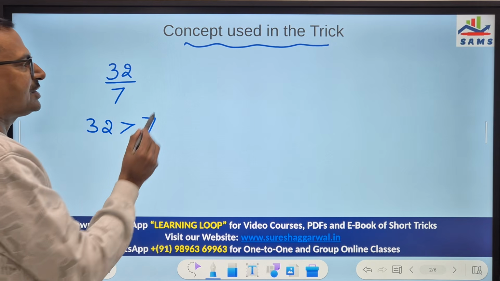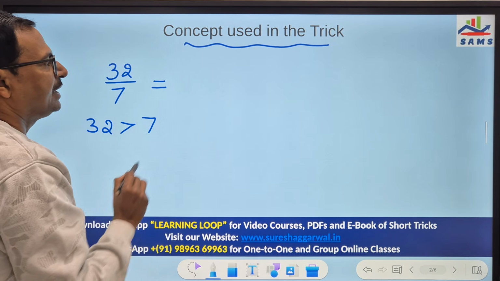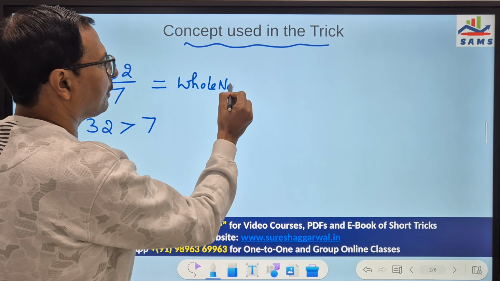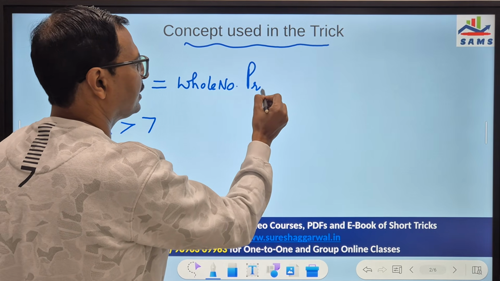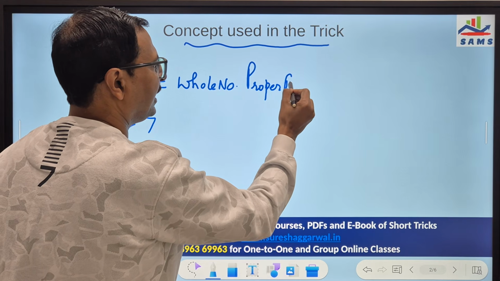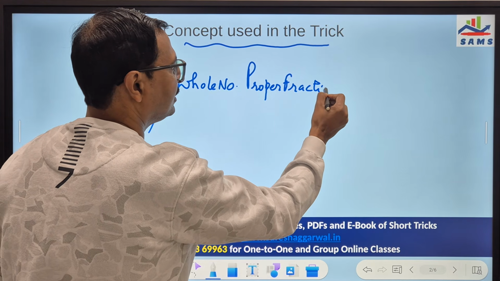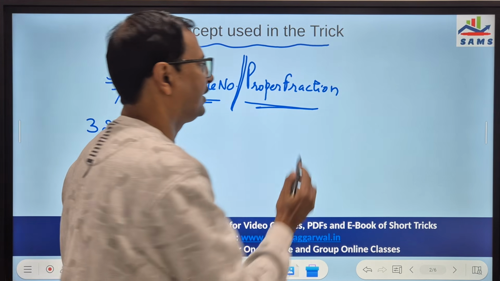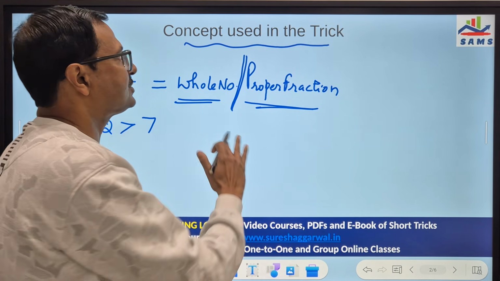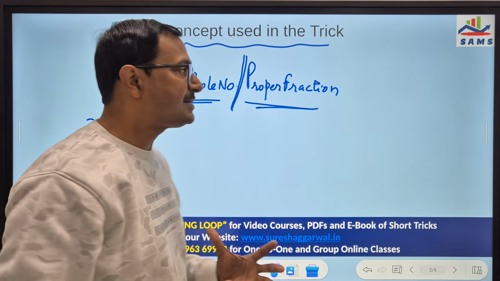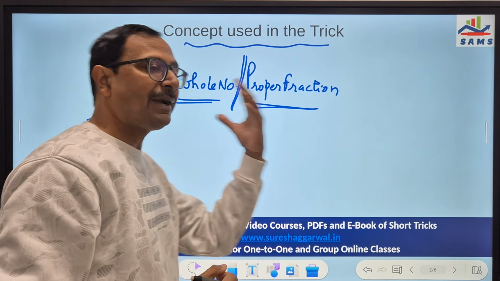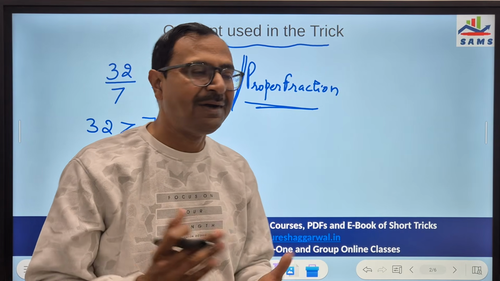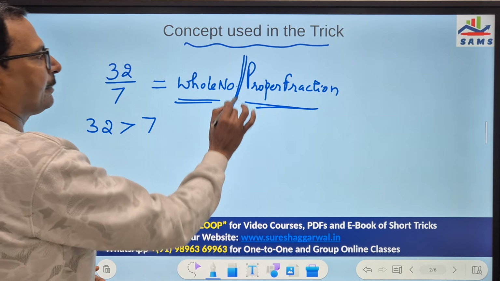This improper fraction can be represented as a whole number and a proper fraction. And we can write them together. So when the whole number part and the proper fraction part are written together, it is known as a mixed number. That is containing both the whole number and the fraction. So mixed. That is why the name mixed number.